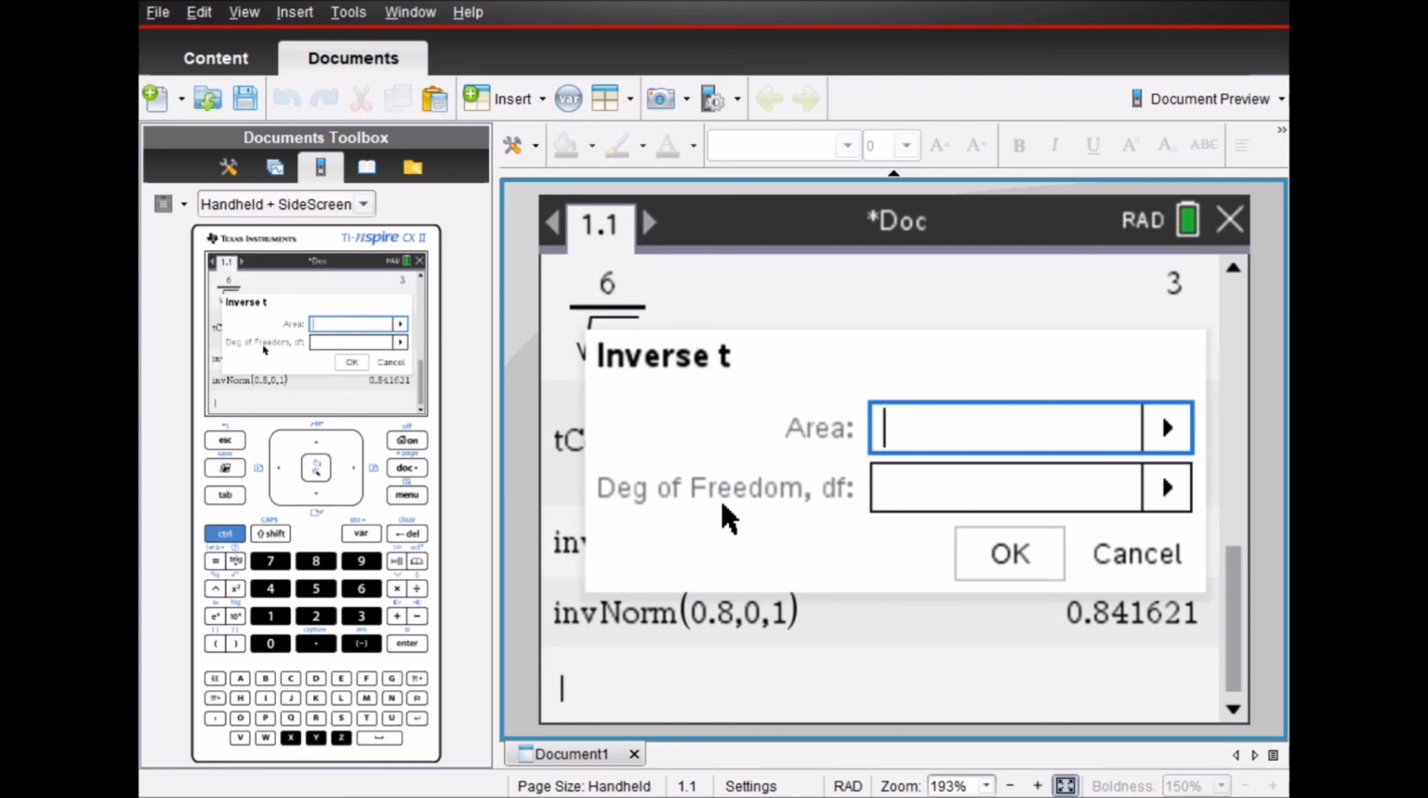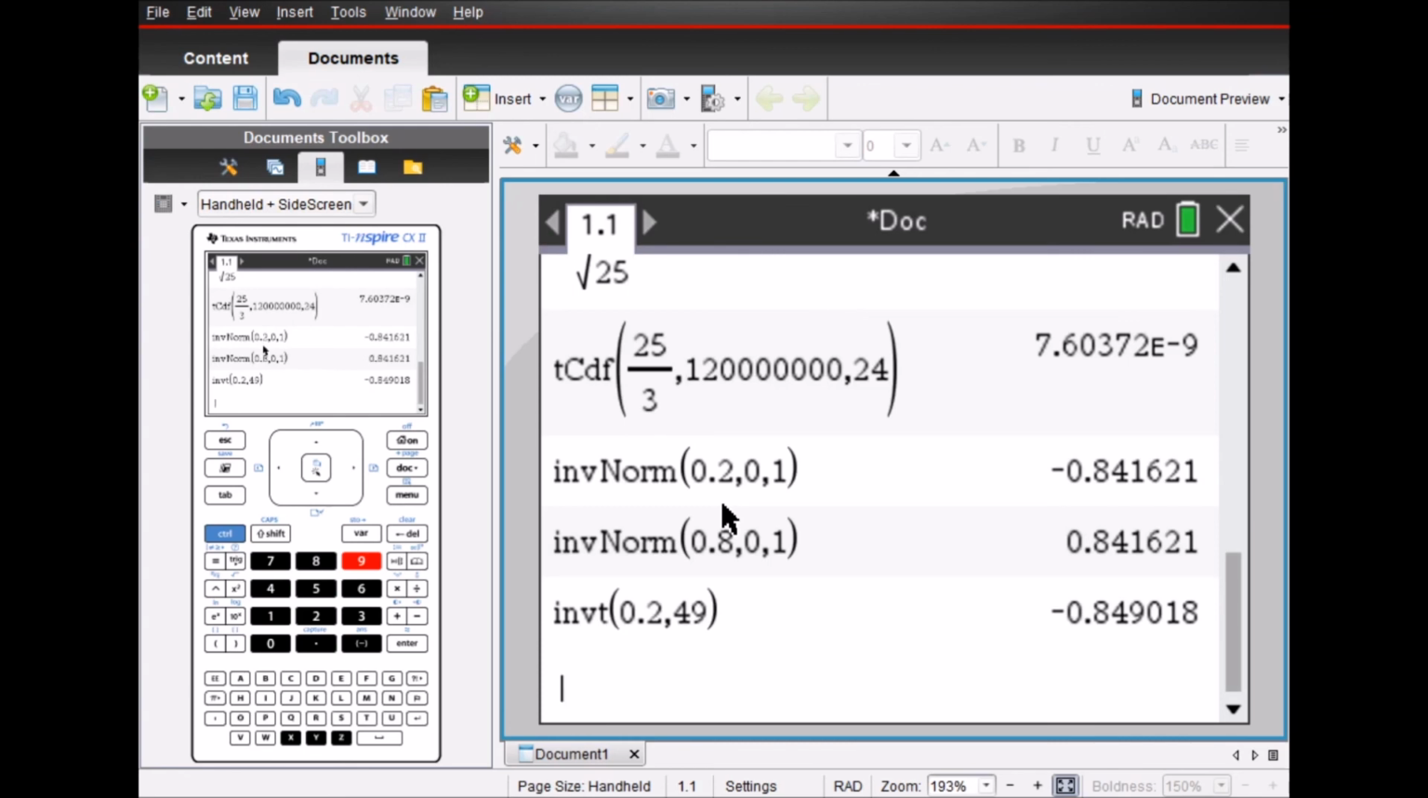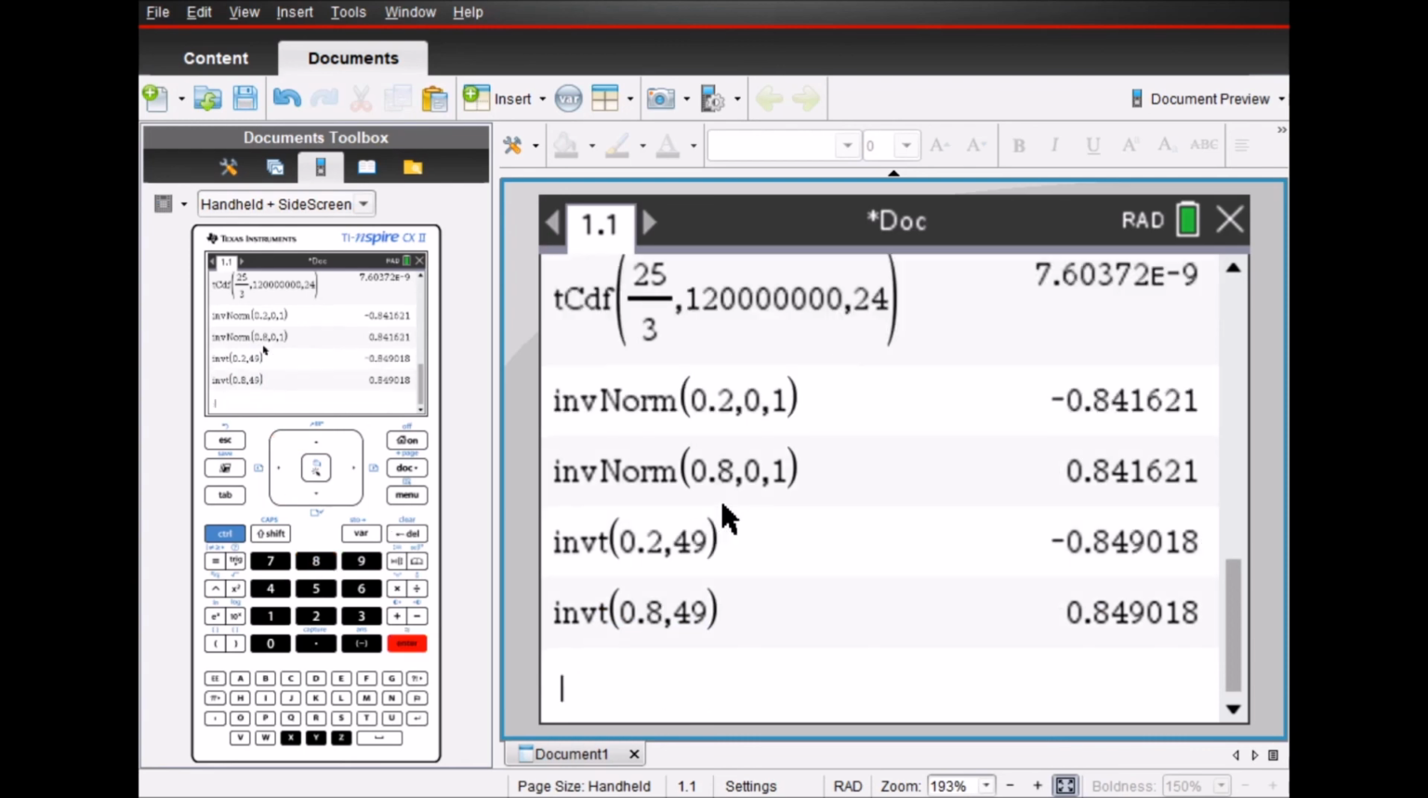So this is going to work very similarly to the INVNORM. We're going to put in, let's say, an area of 0.2. Degrees of freedom is where things can change. Let's give ourselves a nice big sample. So we'll say we had a sample size of 50. And then we'll hit OK. And you'll notice this is going to give us a very similar t-score to the z-score we just got. Now, of course, we can do this inverse t the other way as well. We could go 0.8 instead of 0.2, and that should give us the positive version of that t-score.